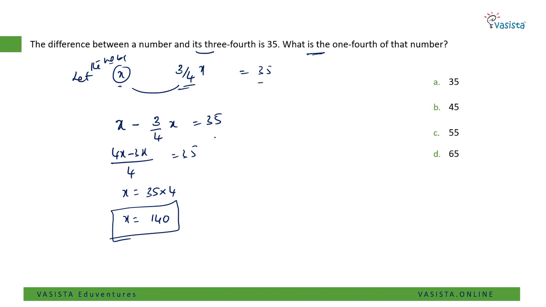So x is 140, 1/4 of x, that is 1/4 into 140, which is nothing but 4 ones are 4, 35. 35 is the answer. Option E is the right one.